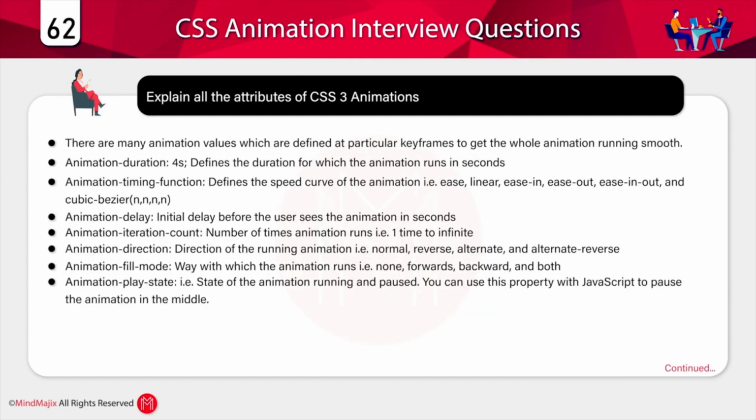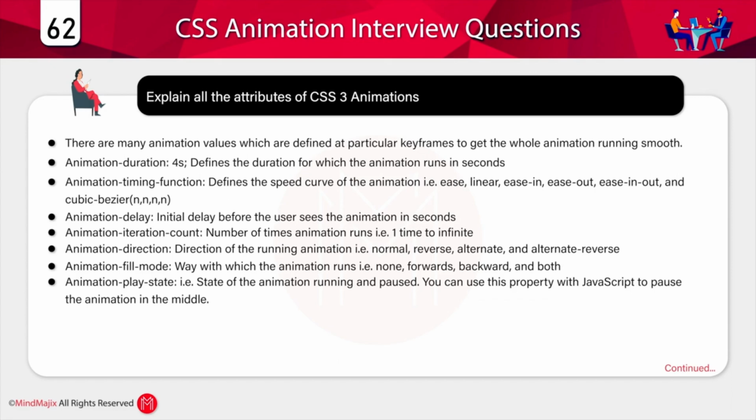Explain the attributes of CSS3 animation. Different attributes we have: animation name, animation duration, animation timing function, animation delay, animation iteration count, animation direction, animation fill mode, animation play state. These are the different attributes of CSS3 animations that we have. Which is for what? Just go through it, you can understand this.